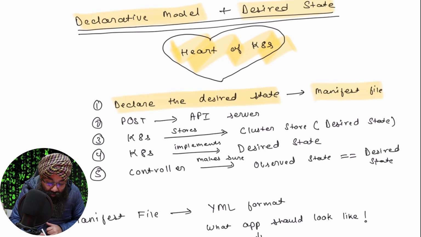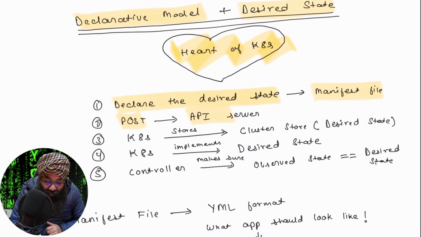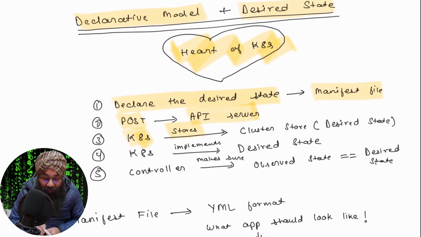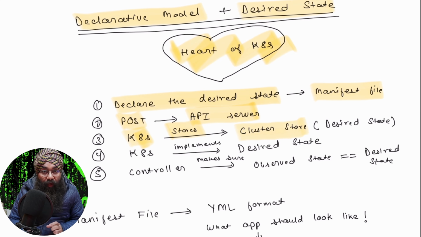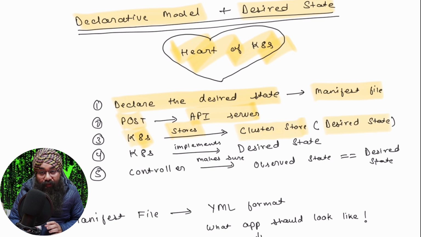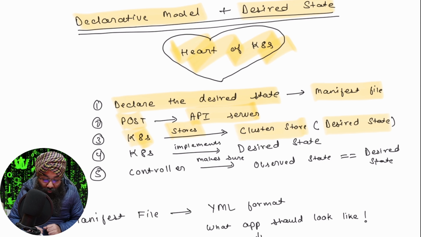Okay. And then you post this manifest file to the API server. So what Kubernetes does, it stores this configuration in the Kubernetes cluster store as a desired state of your application. This is how your application should generally be when it is running. So it is your desired state of our application. So Kubernetes stores your desired state in the cluster store. Okay. If you don't know what a cluster store is, please watch the previous videos.